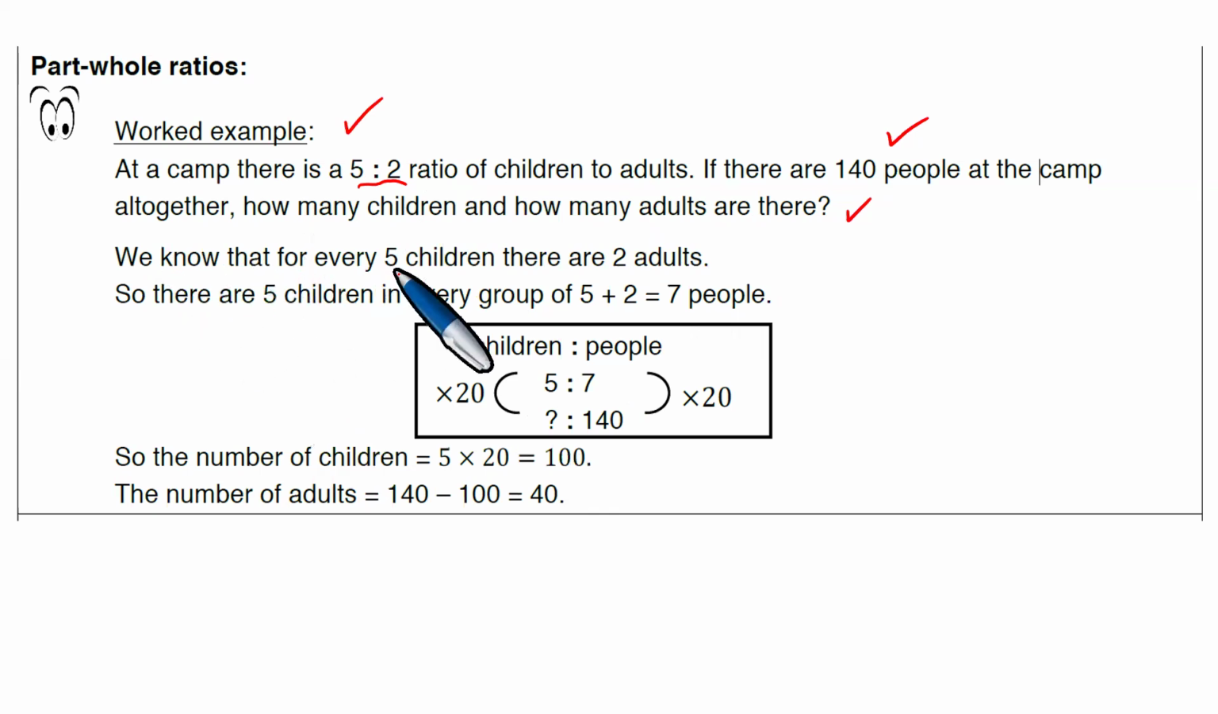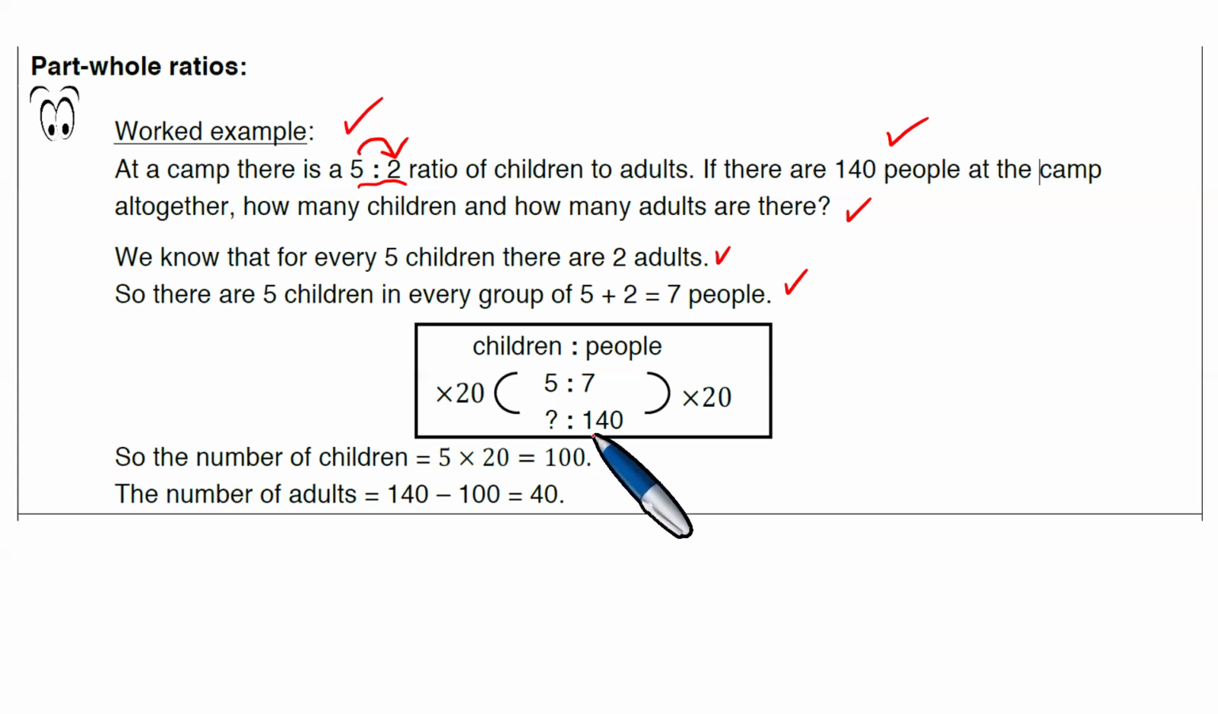We know that for any 5 children, there are 2 adults. So there are 5 children in every group of 5 plus 2, which is 7 people. So the children to people will be 5:7. With the children to people now, the people are 7, the children are 5.